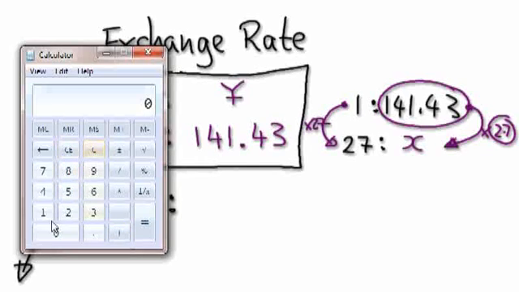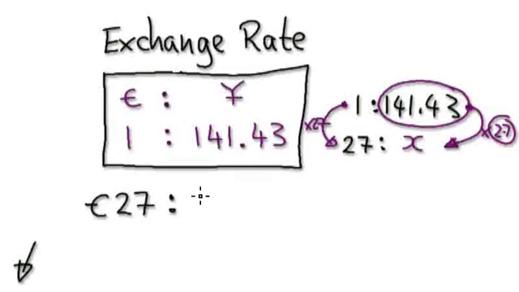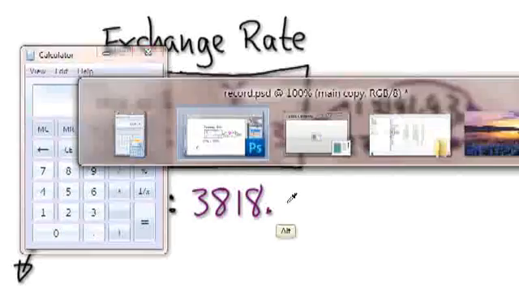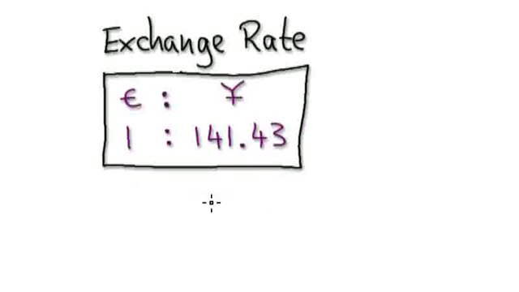141.43 times 27 equals 3,818.61. So with 27 euros, you will be able to exchange it for 3,818.61 Japanese yen.